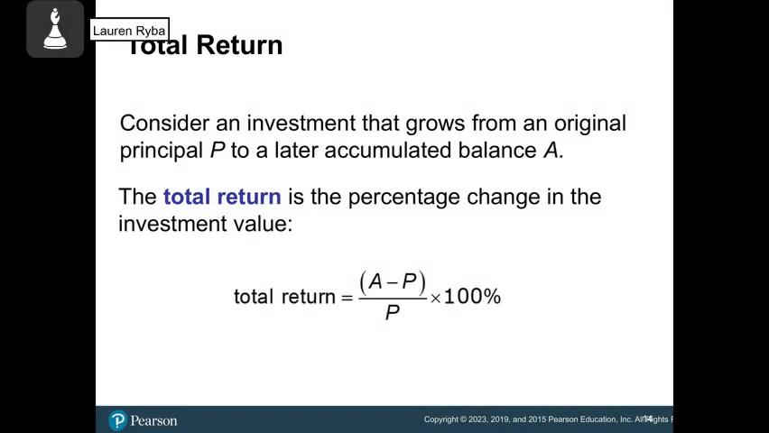Another thing we can discuss is called total return. If we consider an investment that grows from an original principal P to a later accumulated balance A, the total return is the percent change in the investment value. So we will take our ending balance minus the initial balance, divided by the initial, times 100. This is usually going to occur over multiple years.